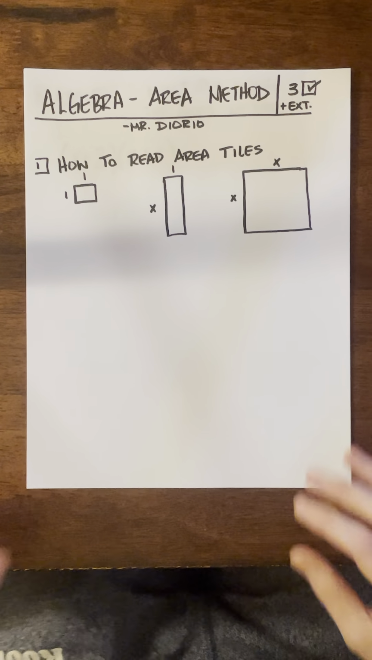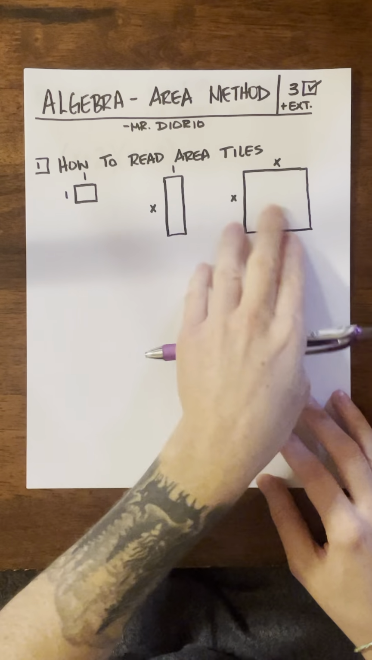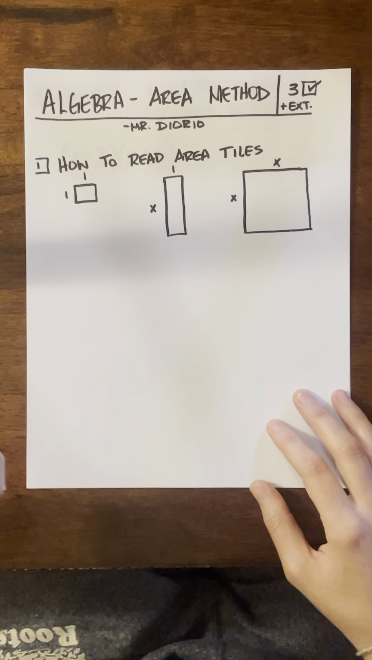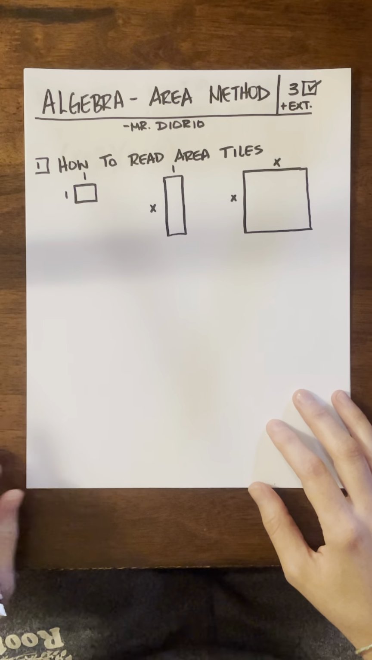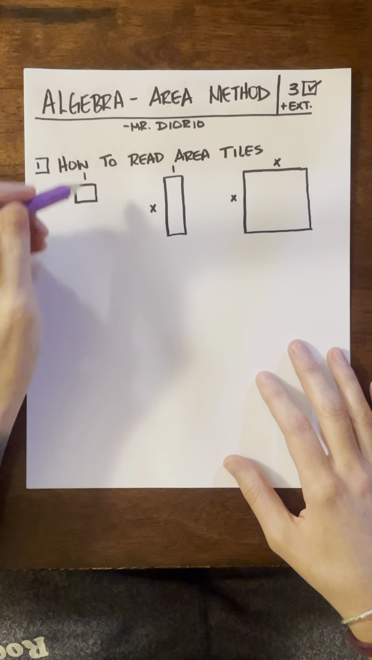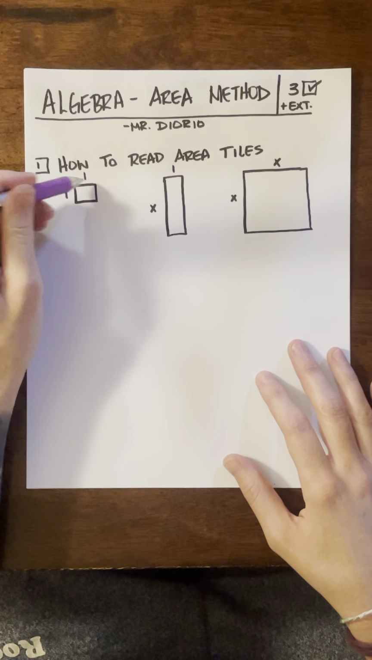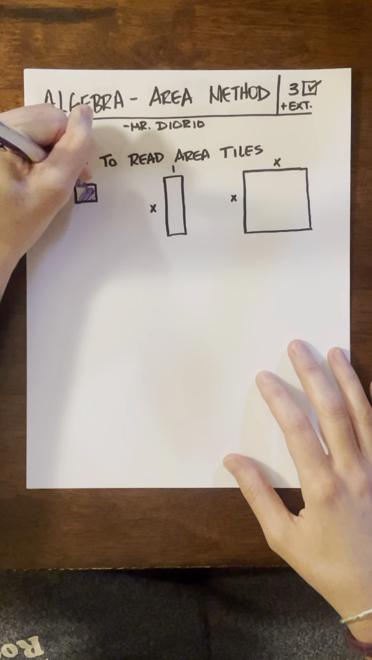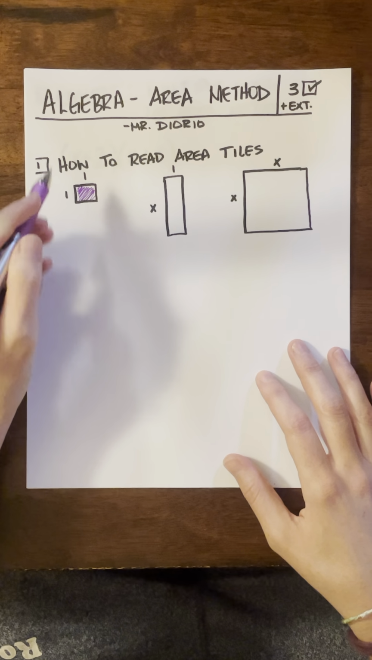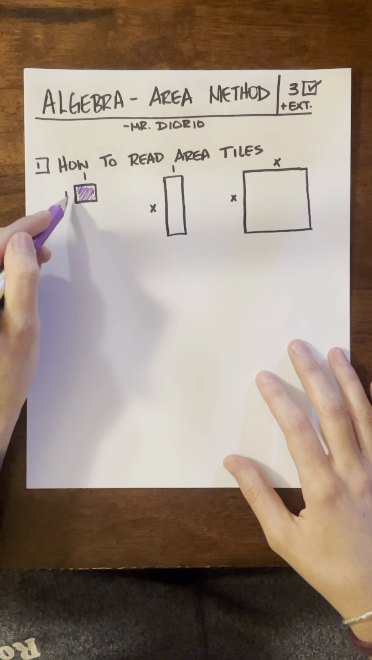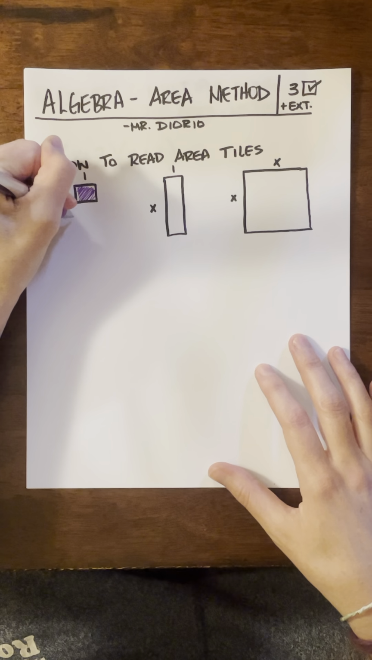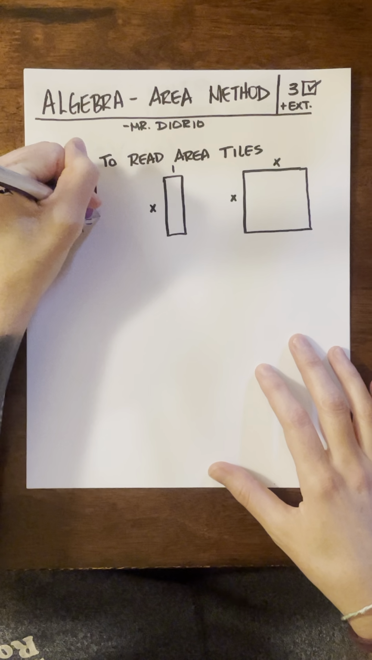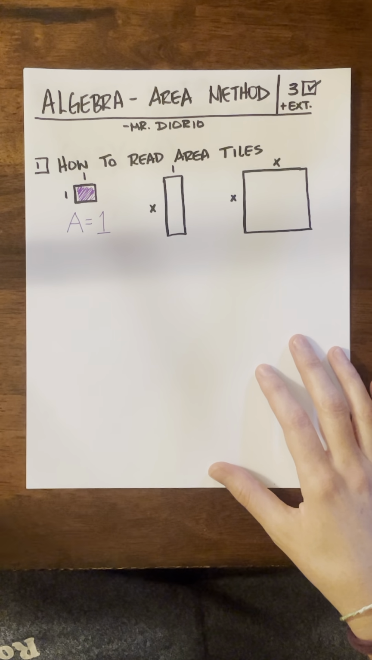Okay, so let's go ahead and look at these boxes, which represent our area tiles. So we're going to use these area tiles. Let's look at our first one right here. We have this small box, and the small box is 1 by 1. When we're finding the area, which is the whole inside of our shape, we have to multiply our sides together. So 1 times 1 equals 1. So our area for our small box is just 1.